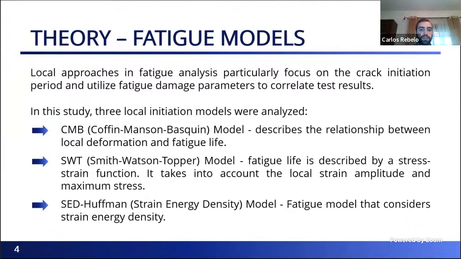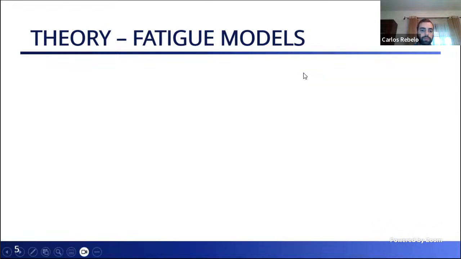Moving on to theory, this work focuses on analyzing 3 different local fatigue initiation models. The first, the Coffin-Manson-Basquin model, probably the best known, relates local deformation to fatigue life. In turn, the SWT model considers the effect of local maximum stress. And finally, the strain energy density Huffman model, possibly the least known, takes into account the effect of strain energy density.